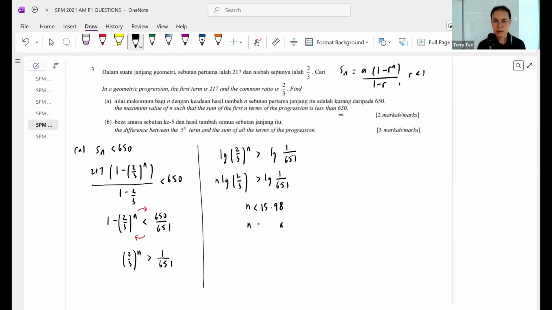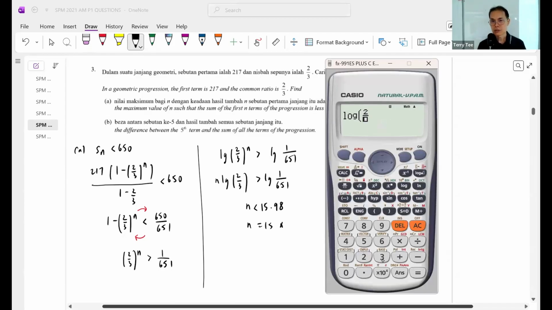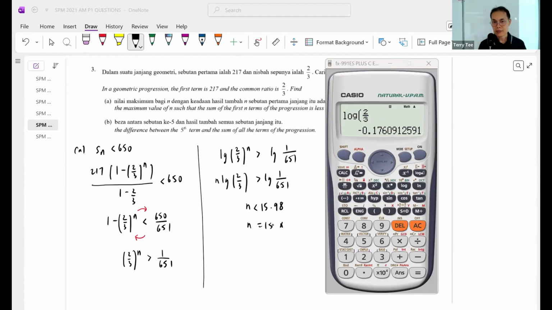Okay. By the way, let me say this again. Why do I have to change the symbol here? Because you're dividing with a number that's negative. Now, log 2 over 3 is negative. Let's see, log 2 over 3 is negative 0.176. So it is negative. When you divide by a negative, the symbol has to change.